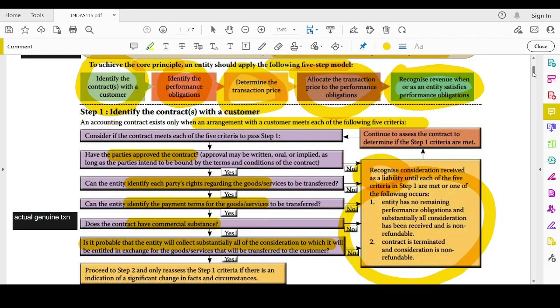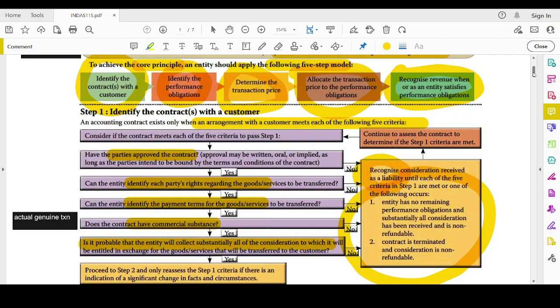Okay. So now, if all these five conditions are satisfied: have the parties approved the contract? Can the entity identify each party's rights regarding the goods or services? Can the entity identify the payment terms for the goods or services to be transferred? Does the contract have commercial substance? Is it probable the entity will collect substantially all of the consideration to which it is entitled in exchange for those goods or services that will be transferred to the customer? If all these five conditions are satisfied, then we can move on to step 2 in assessing the rest of the conditions of the 5-step model.